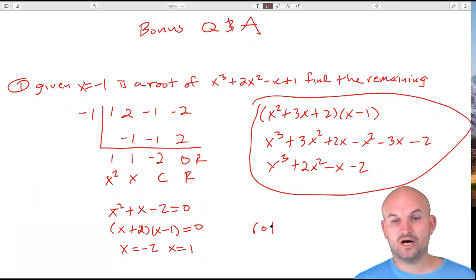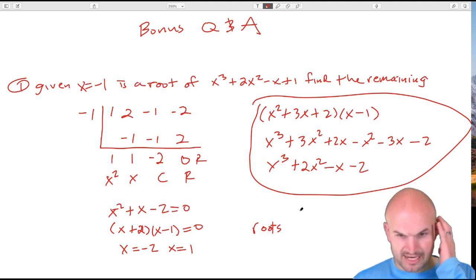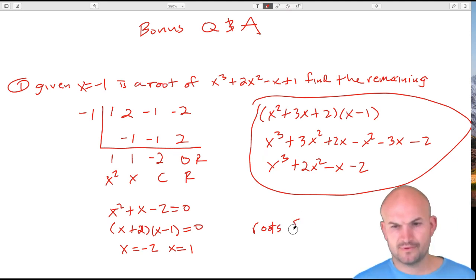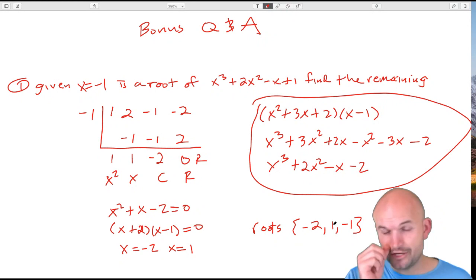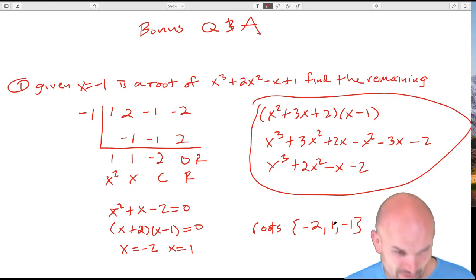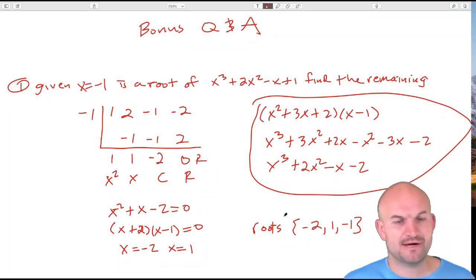So therefore all the roots here are, I'm going to use set notation actually, negative 2 and 1 and negative 1. And notice there's 3 roots and the degree is 3. Interesting, something we talk about.